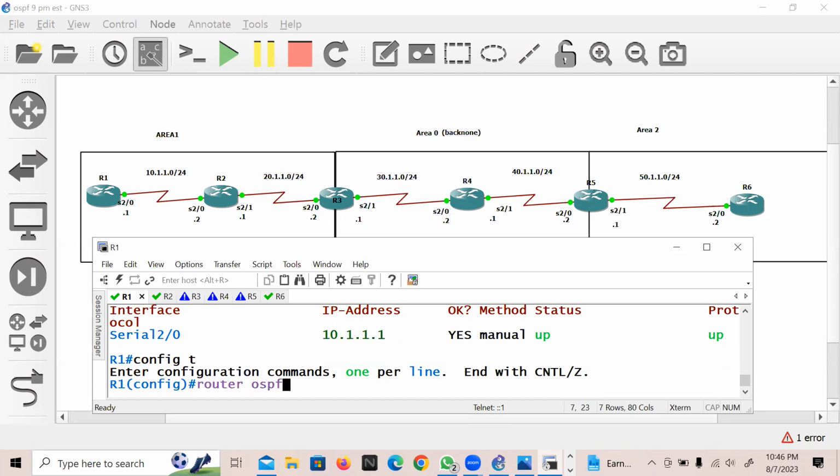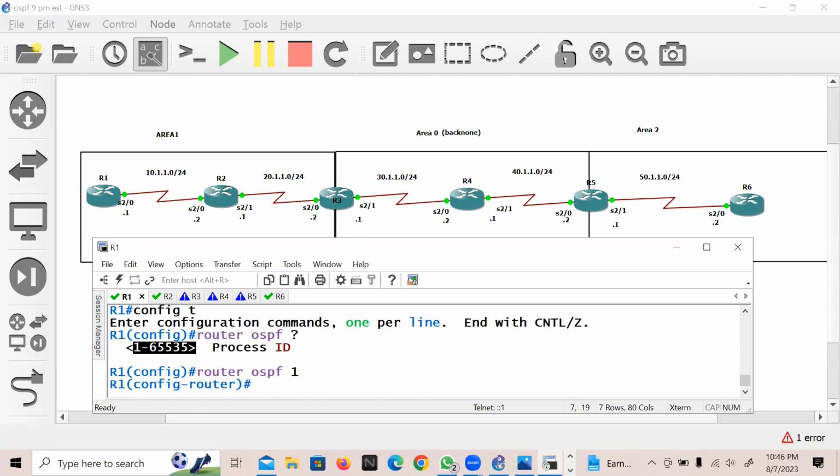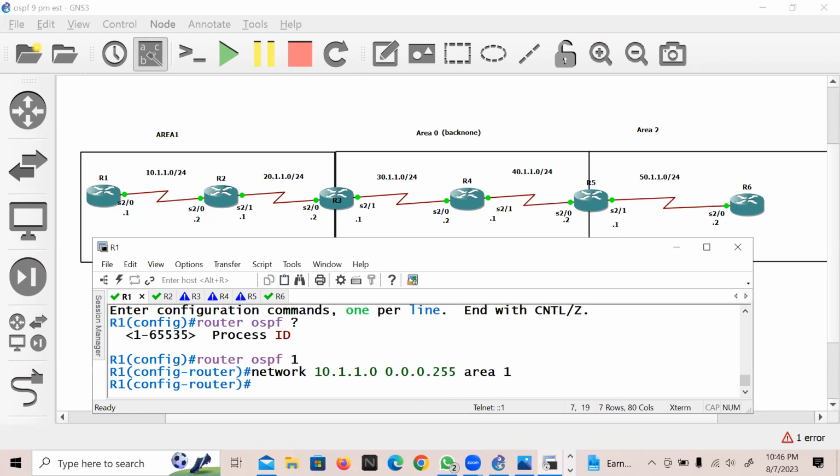I'm taking OSPF 1. You can take anything up to 65535. You can take 100, no problem, 1, no problem, 11, no problem, whatever. Then you have to advertise the network. See, on R1 I have the 10.1.1.0 network, and then the wildcard mask 0.0.0.255. Then area 1, which means in which area this router is.